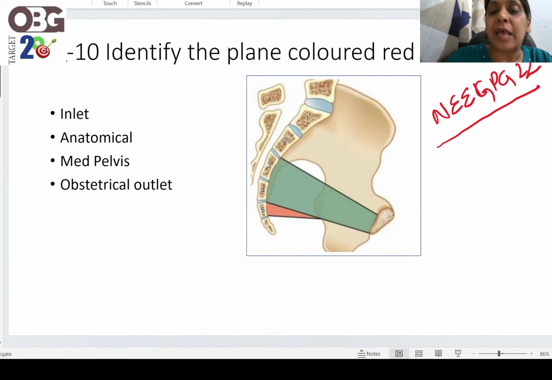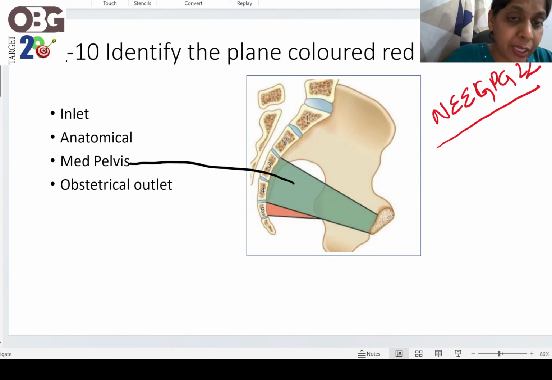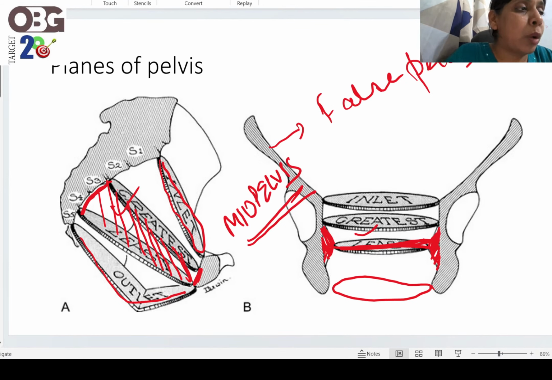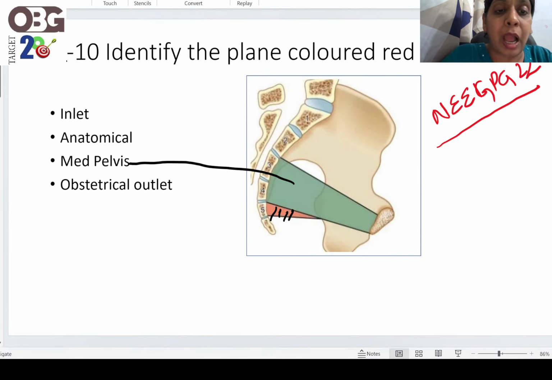This was what was asked in NEET PG. This green colored part was asked, and the answer was mid pelvis. And today in the question I have asked you this red color, the obstetric outlet. What is obstetric outlet? It is the cavity which is between the plane of least pelvic dimension and the plane of the outlet. That is the obstetric outlet.